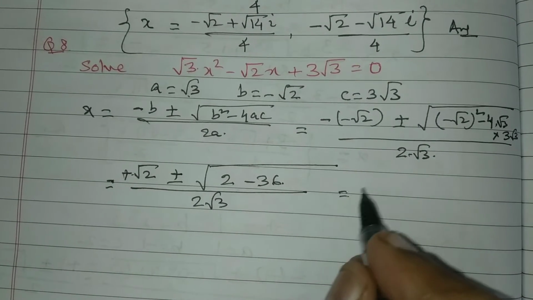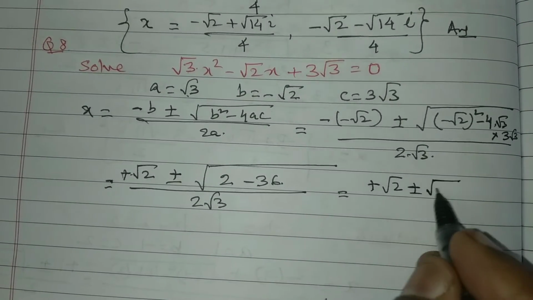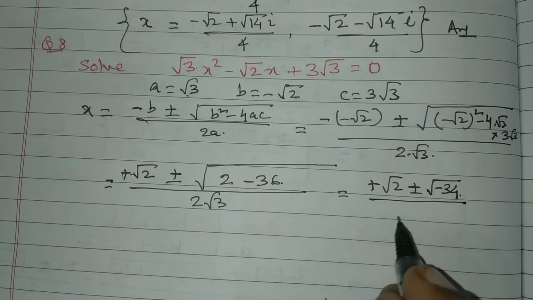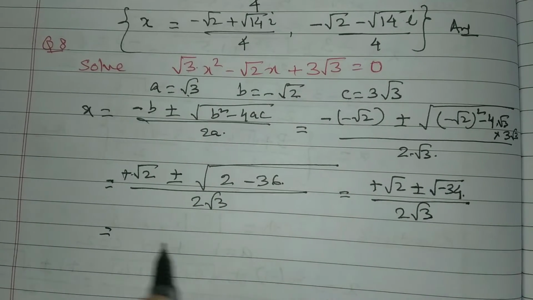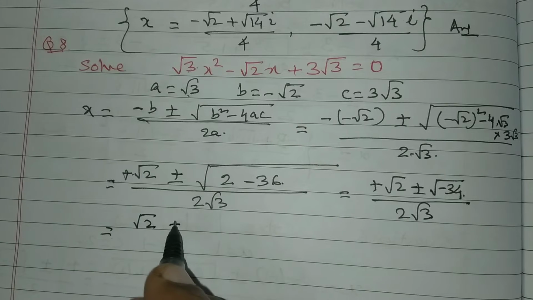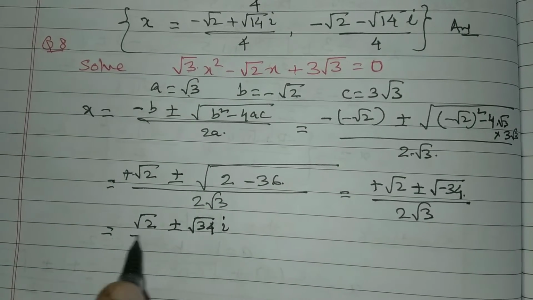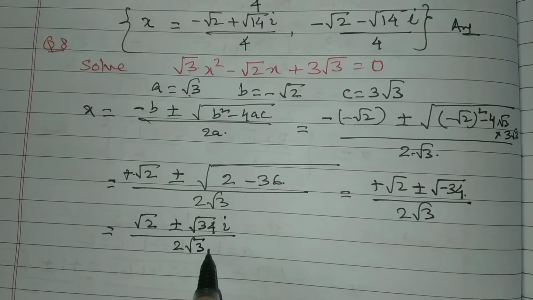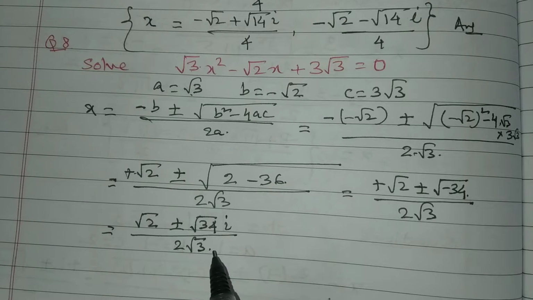So see, plus root 2 and it is plus minus root under minus 34, and then negatives will come. So 2 root 3. So here it is 34. So root 2 plus minus the root under 34, and then you can write i outside the square root, divided by 2 root 3. So in this way, here we can rationalize also the denominator. We can rationalize the denominator also.